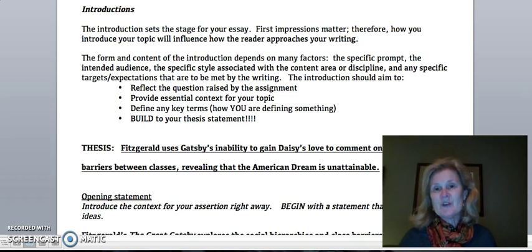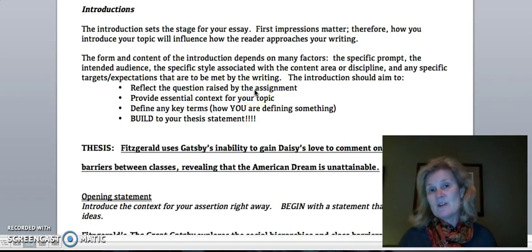So just as a reminder, the form and content of the introduction depends on a lot of factors. We're thinking about a specific prompt, and we want to make sure that we think about our intended audience, and then we want to think about the fact that this is a literary analysis piece. And so I want to focus this on aspects of the literature that are important to my assertion.